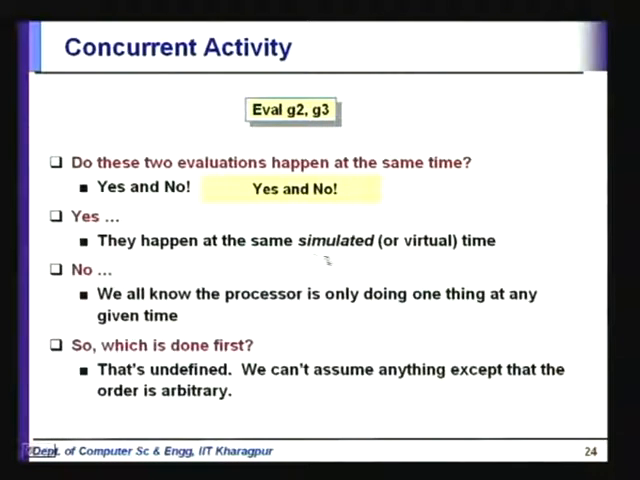So, they happen at the same simulated time because they are two gates which are getting invoked at the same time, right. And no, because we know that the processor is only doing one thing at a given time. So, which is done first? That is undefined. So, if there are two gates which are active at the same time, it can do it in any order. We are talking about structural Verilog once again. You have two gates, both are being sensitized at the same time. They can be picked up for evaluation in any arbitrary order, alright.